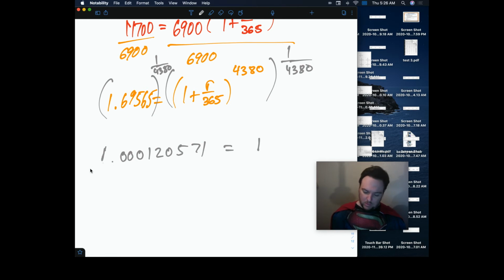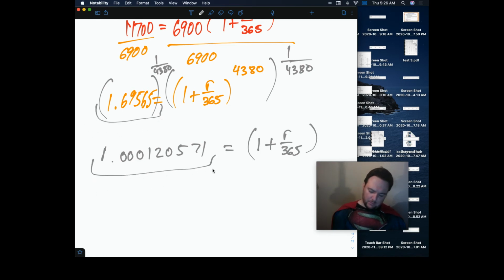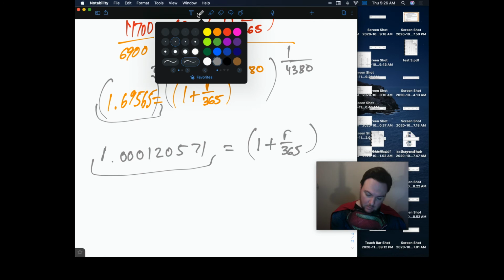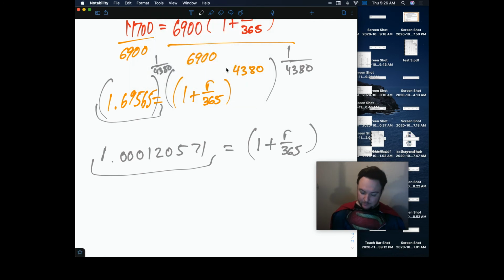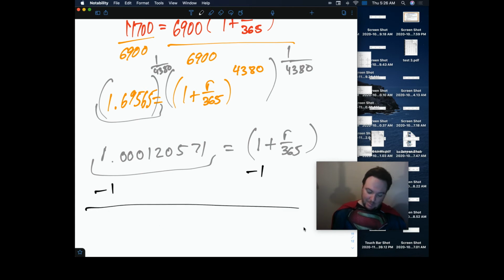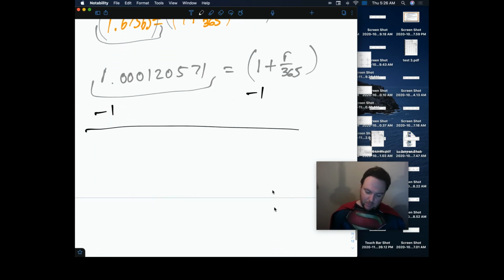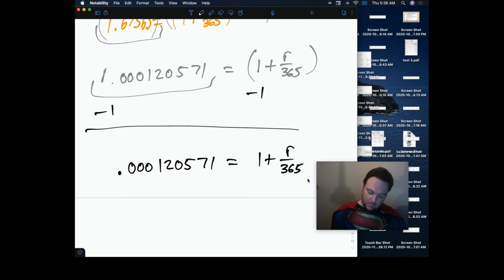Okay, equals 1.0 equals 1 plus r to 365. So this is this number, and the reason why I wrote it as just point is that the next thing I'm doing is I'm going to subtract 1. So that means the 1 goes away, and we're left with 0.123120571 equals 1 plus r to the 365.